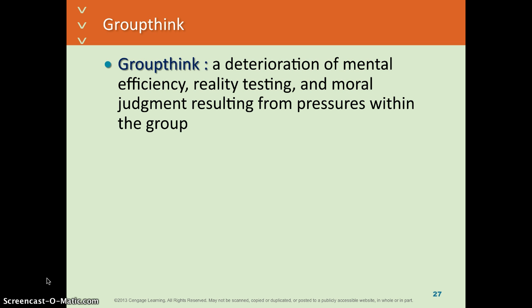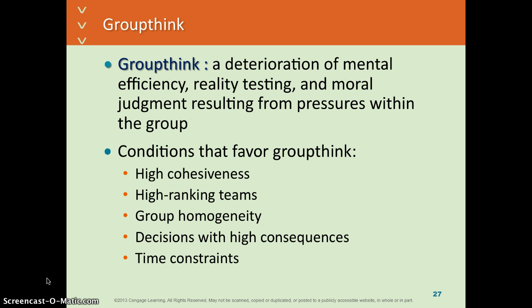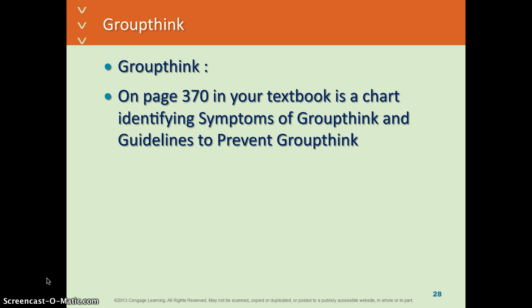Groupthink. It's when the group acts as one person and will possibly not make the right and ethical type decisions. The best example of groupthink is when a group of people decide to steal something, where every individual member of that group probably wouldn't do it individually. In your text, there's a chart that talks about symptoms with some great examples and information, and then talks about ways to prevent it.